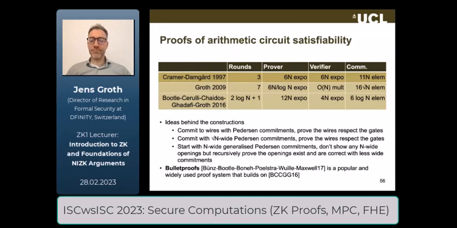Let me ask another question. If one wants to design a protocol for post-quantum circuit satisfiability, what are the good directions to work on? In which aspects should we try to improve?